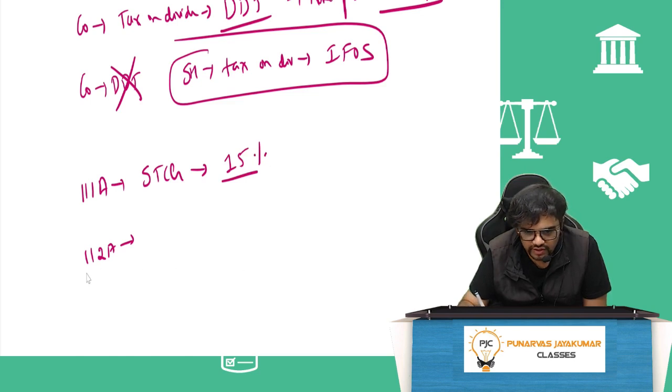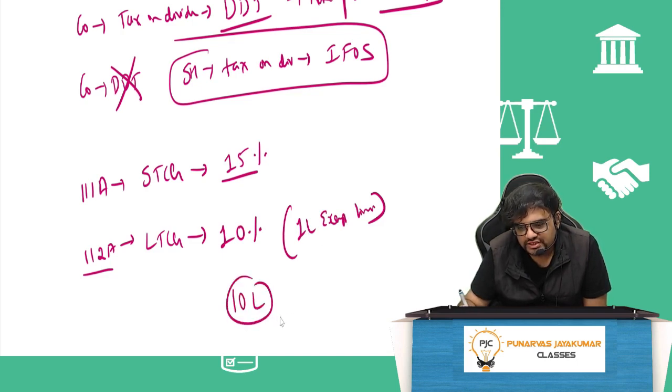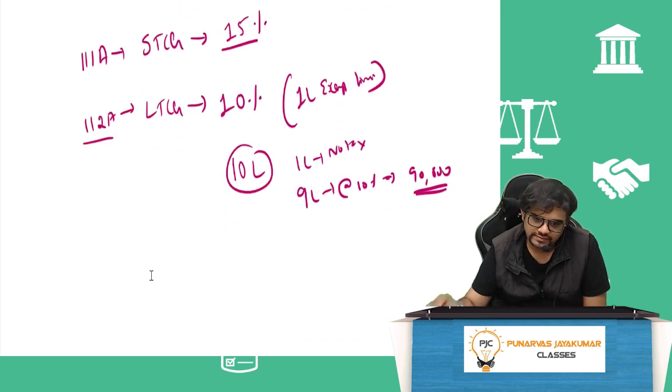And we had 112A. This is for long-term capital gain on sale of securities, especially equity shares. The rate was reduced to 10%. They had a 1 lakh exemption limit, which means if I earn 10 lakh rupees from selling of equity shares, 1 lakh no tax. Remaining 9 lakh at the rate of 10%, 90,000 rupees. Flat rate.